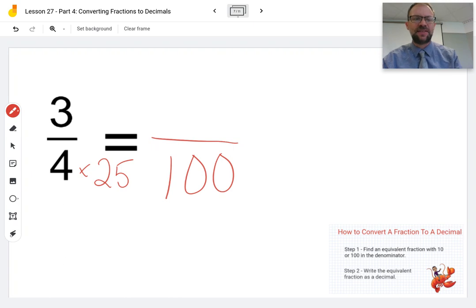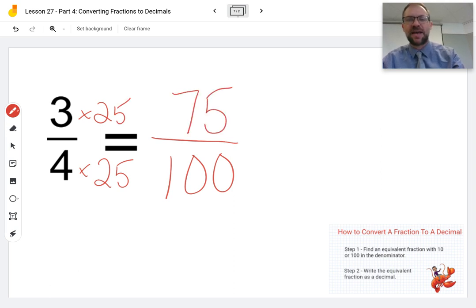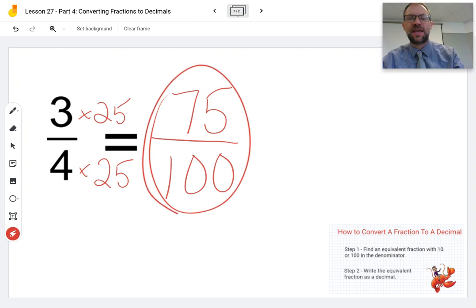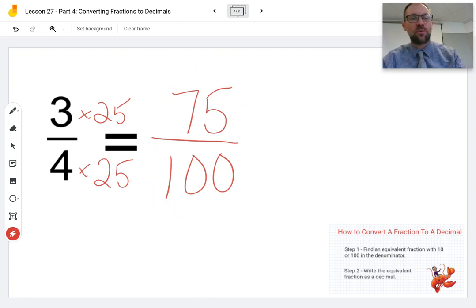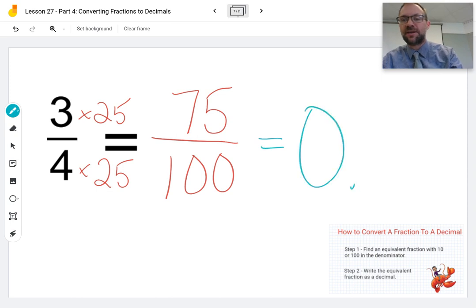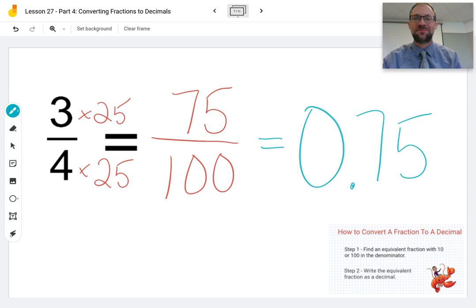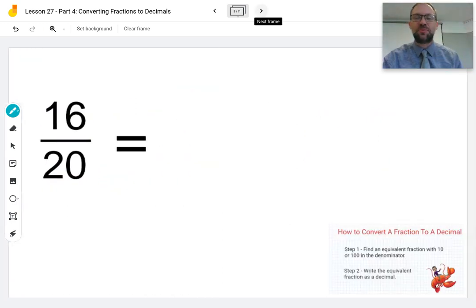denominator. And because I've multiplied 4 times 25, I have to multiply the numerator by the same number. And 3 times 25 is 75. I now have 75 hundredths as my equivalent fraction, which I can write or convert to 0 and 75 hundredths as a decimal.